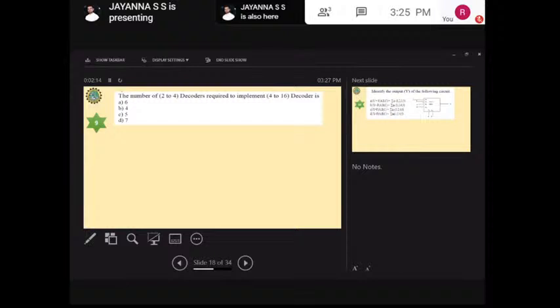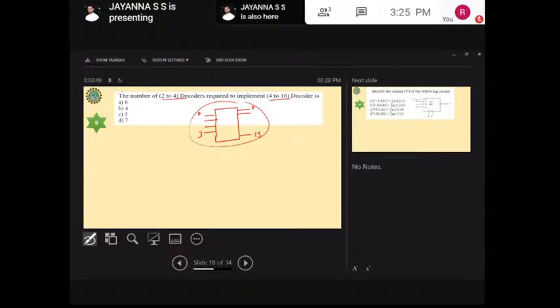Moving further: the number of 2 to 4 decoders required to implement a 4 to 16 decoder. You know that there will be 16 outputs, from 0 to 15, and there will be 4 inputs. So you need to represent this by using 2 to 4 decoders. It is a direct question, and you must know how many 2 to 4 decoders are required in order to implement a 4 to 16 decoder.